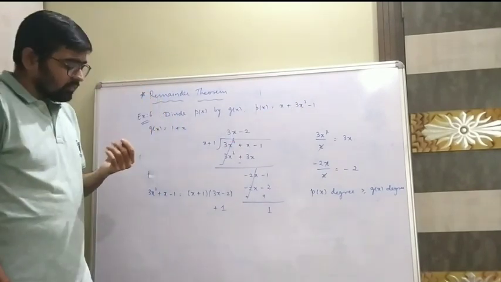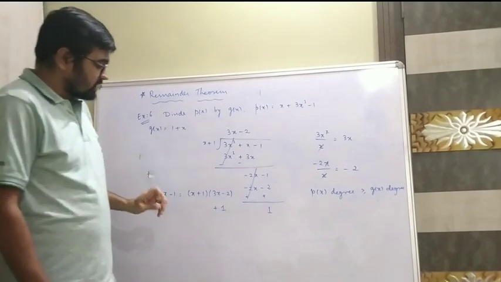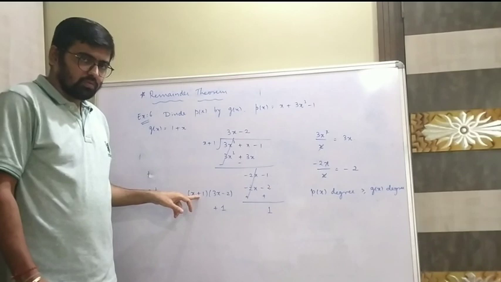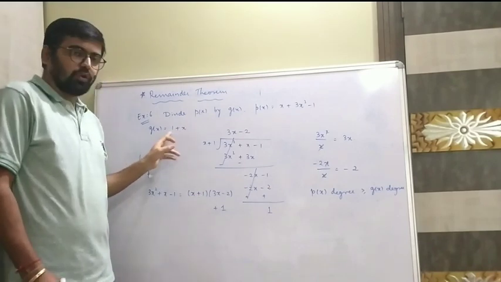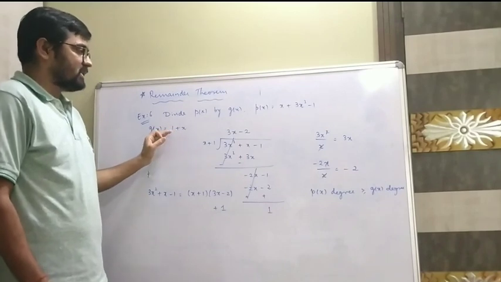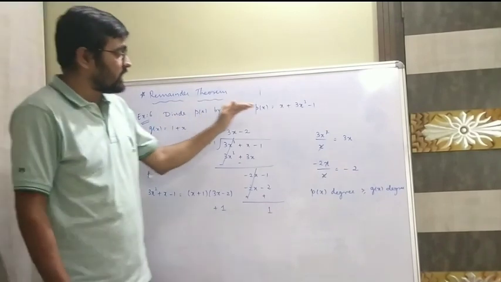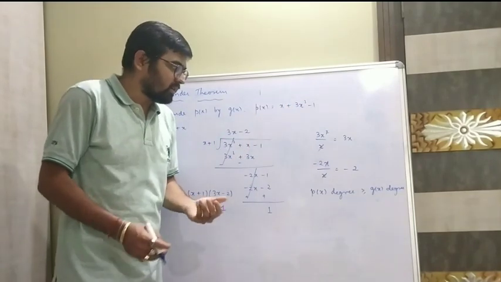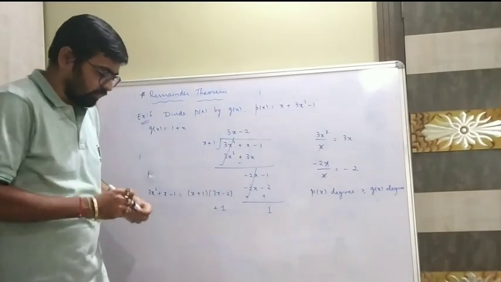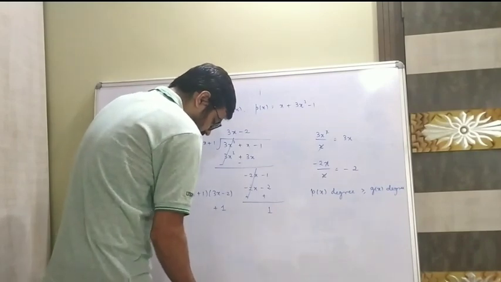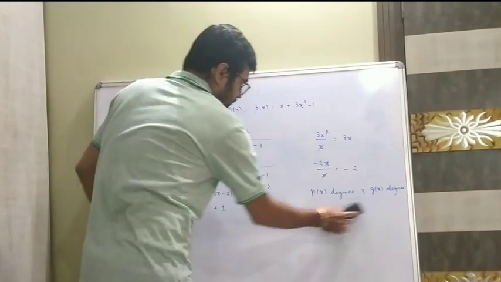But if I replace this particular value, x plus 1, I know this, correct, from g of x. So if I consider x equal to minus 1 from this, and if I replace it in this given polynomial p of x, what should I get? Let's try to check. What will I get if I divide this by something like this?